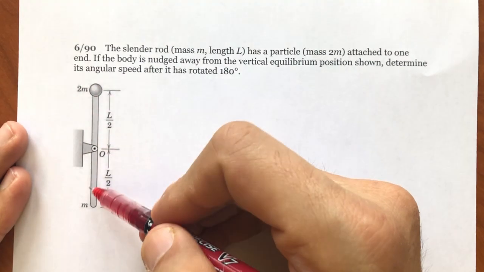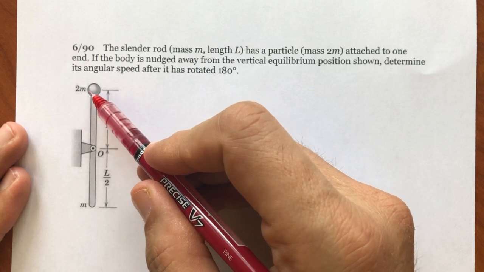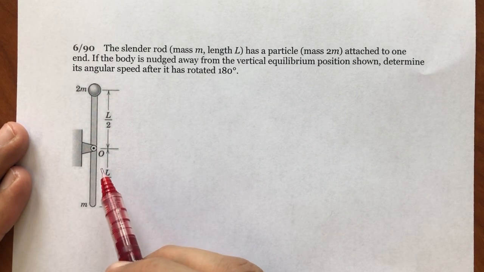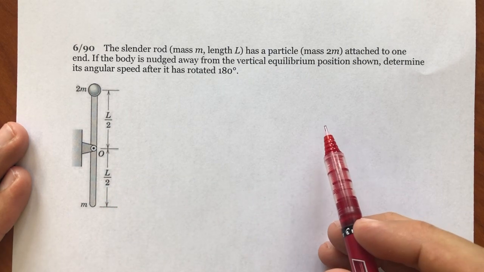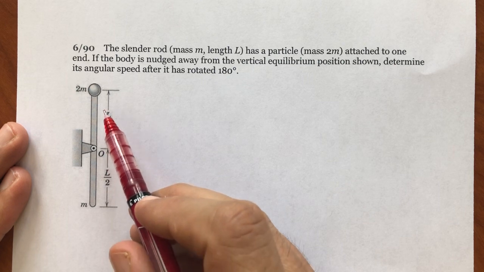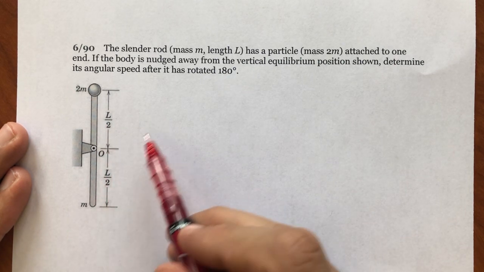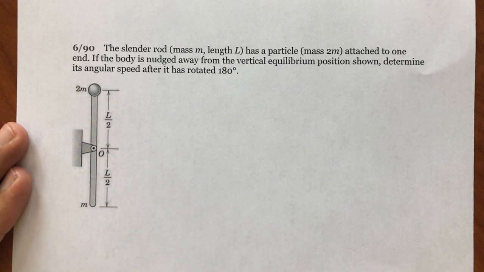Here we have this bar with the mass of m, and also we have this lumped mass 2m at the end of it. And we are releasing it from rest. The question is, what is the angular velocity of this bar when it rotates 180 degrees, which means this 2m is going to come down?